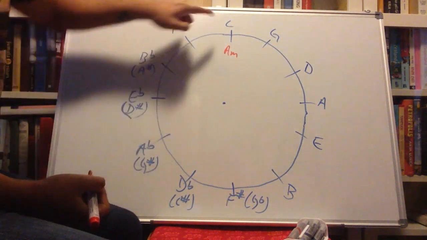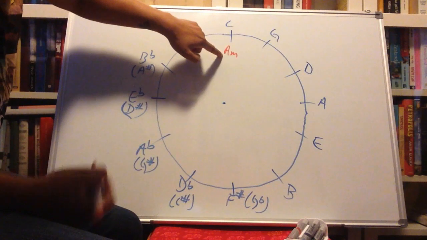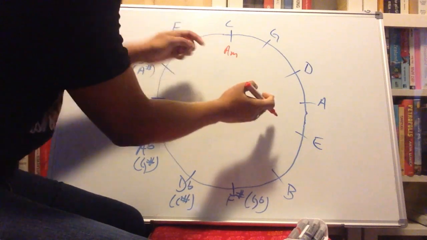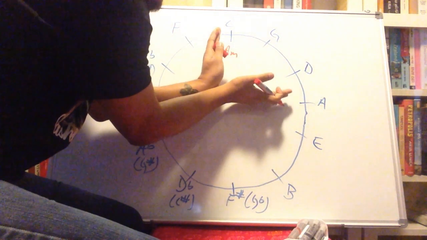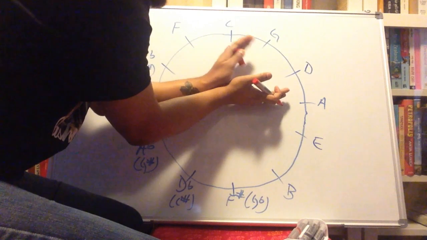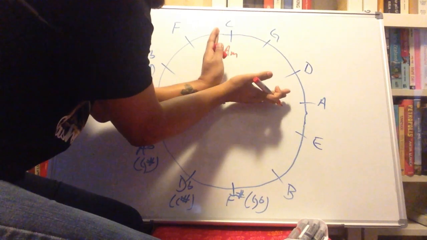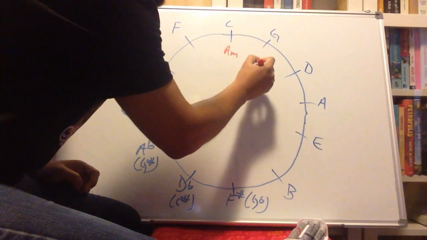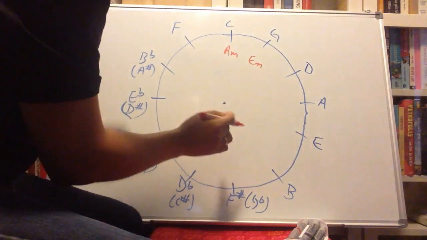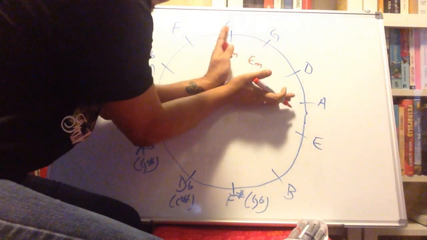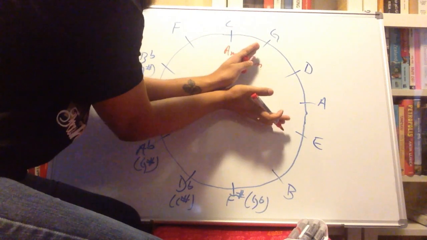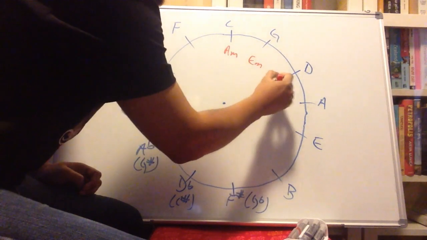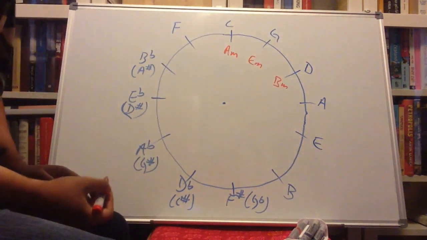So far just remember that the relative minor of C is A minor, right? Which is like 3 o'clock here. Now you have to find the relative minor of G. Then just move like this. The relative minor would be at 3 o'clock, it's E minor, right? Just move it like this. It's now E. Same as D, we have B minor, right?